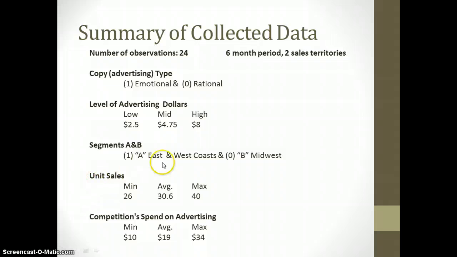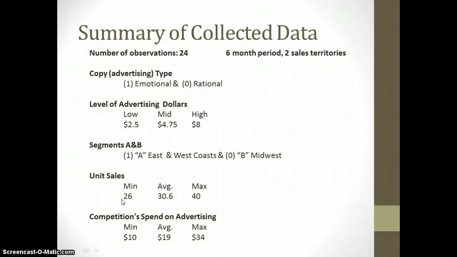I collected this data over a 6-month test period in the market in 2 different sales territories. So my total number of observations is 24 because I have 2 types of advertising times 3 levels of spend times 2 segments in 2 sales territories, and that's how we came up with 24 observations. Looking at the unit sales observed here, we had a minimum of 26 and a max of 40 with an average of 30.6 in our observations.